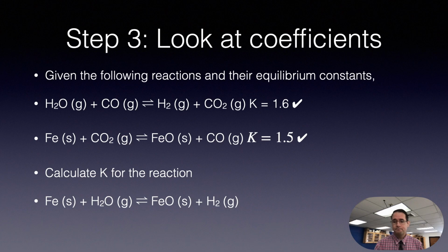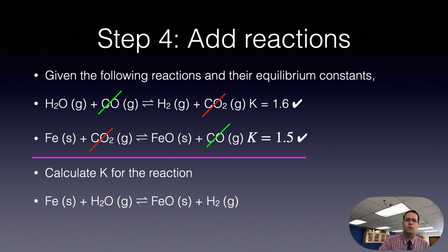All right, the next thing you want to do is look at coefficients, okay? Step 3 is to look at coefficients. Sometimes you have a 2 appearing and it's like, wait a minute, I don't have a 2 anywhere. Here, everything's 1, so yes, we skip this step. It's a simpler problem, okay? Now, what do we do next?